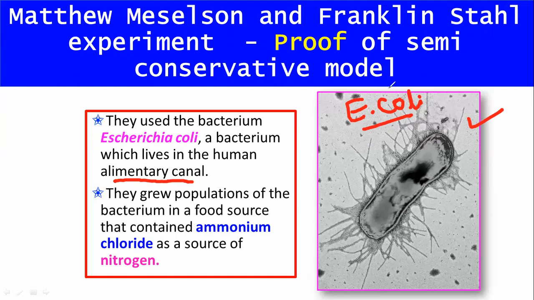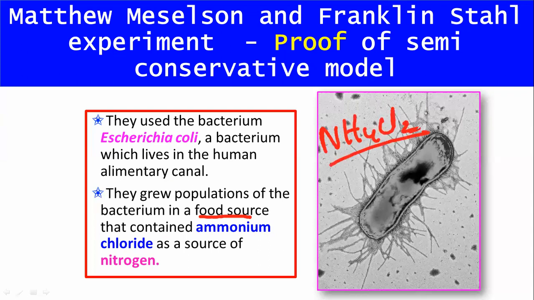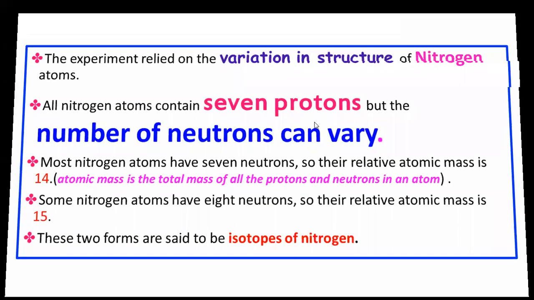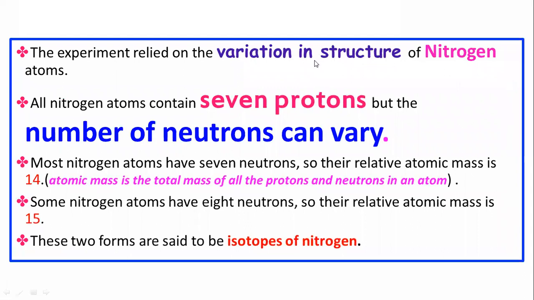What they did, both scientists, was grow this bacterium in a food source which contained a very important source of nitrogen, called ammonium chloride, NH4. They used that ammonium chloride for that. So they started growing these E. coli in that nitrogen source.